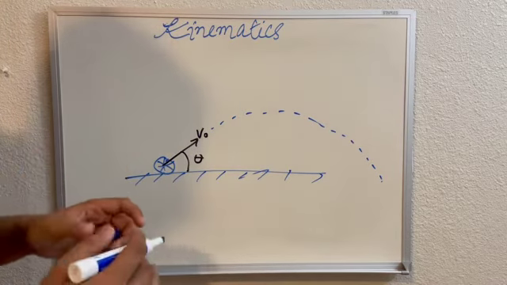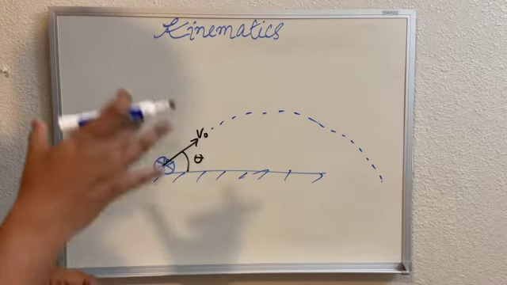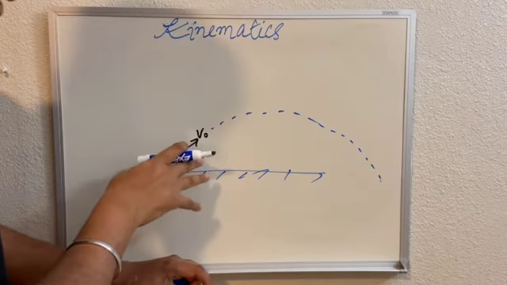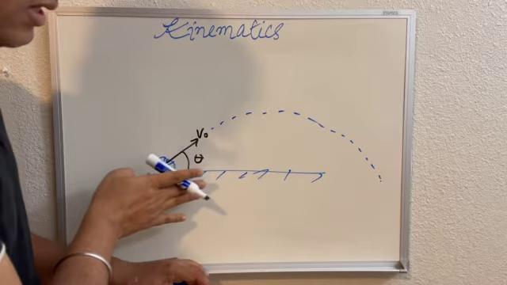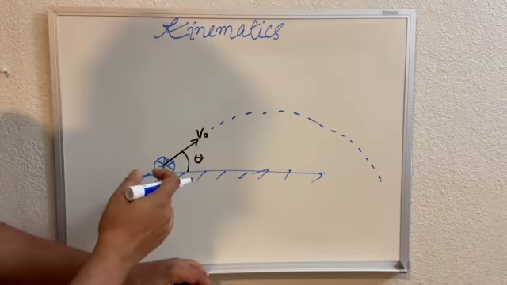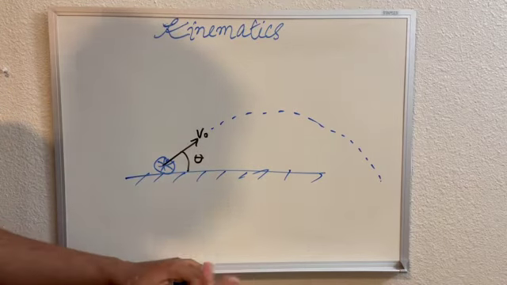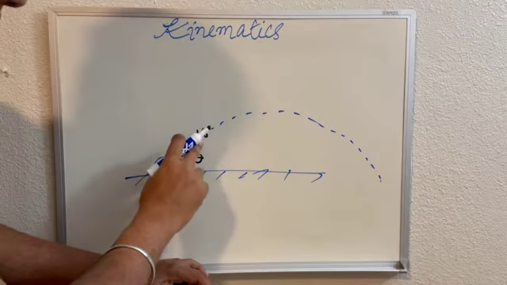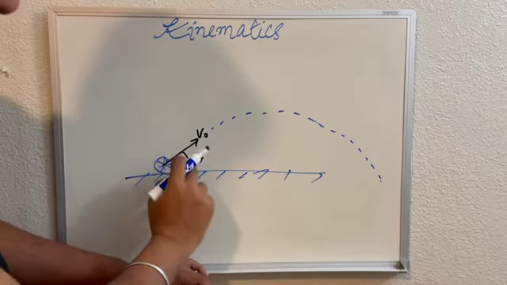Whenever you get a problem on projectile, always break the equations into one in the horizontal direction and another in the vertical direction, and apply the same concepts that we have learned. Let me explain it to you. So it's v naught at an angle of theta.